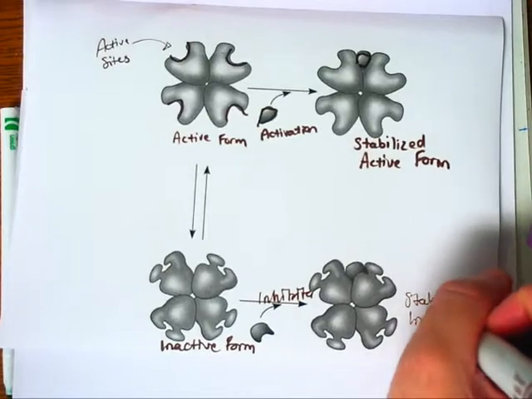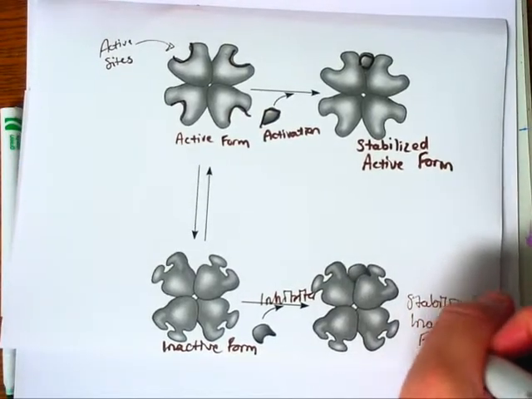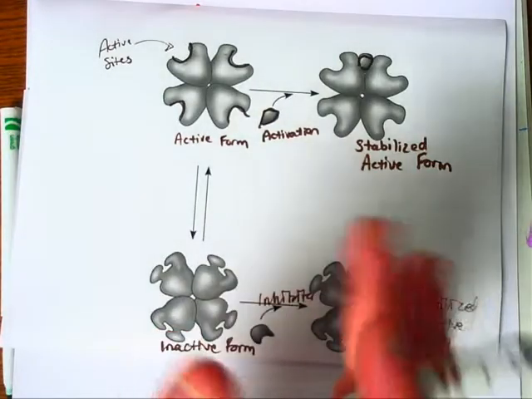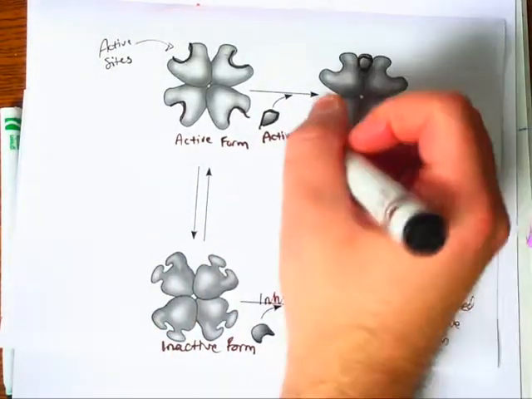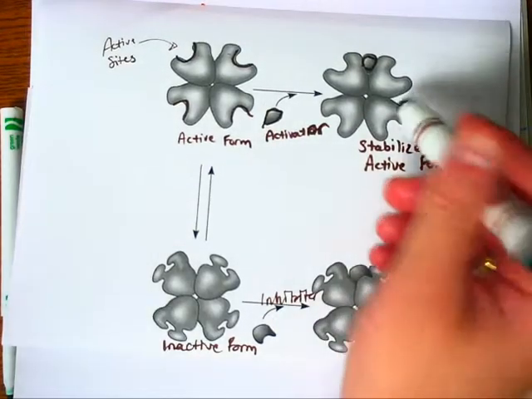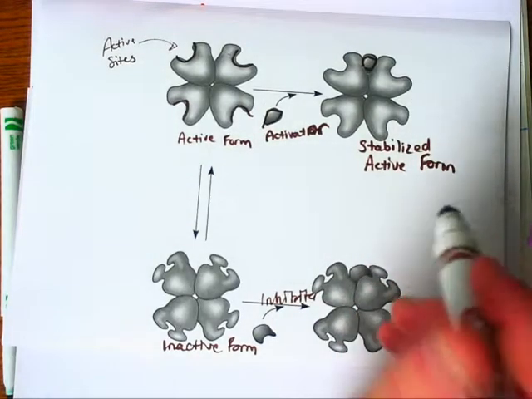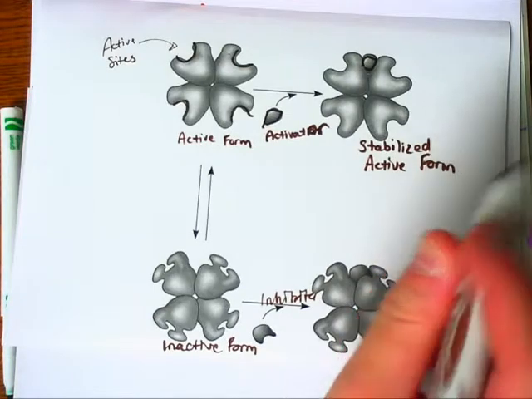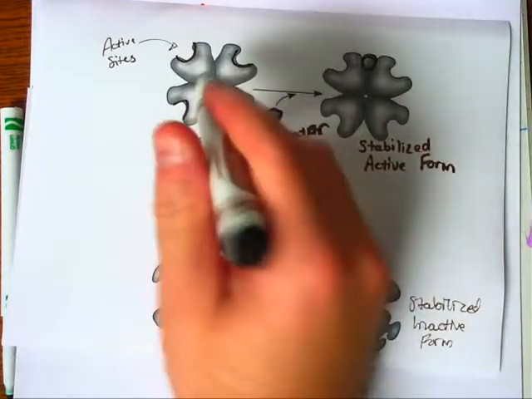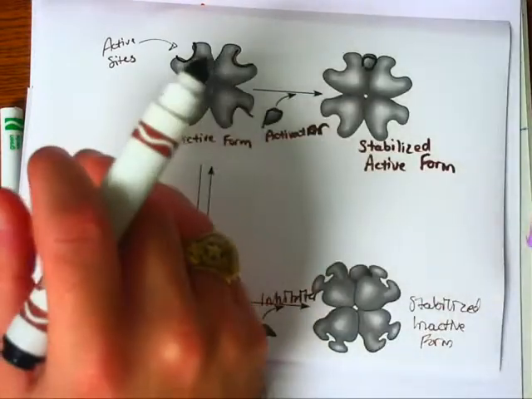And they can switch between these two, active versus inactive, back and forth all the time until you have either the activator, I should have said activator, not activation, or you have the inhibitor present to stabilize the one form versus the other. Cool. Now when the activator goes away, it'll keep moving, it'll go back and forth, and maybe the inhibitor shows up.